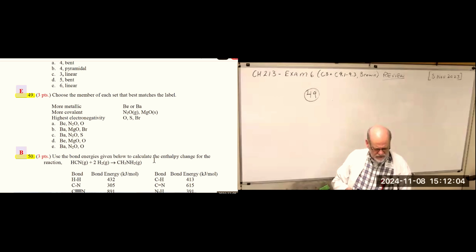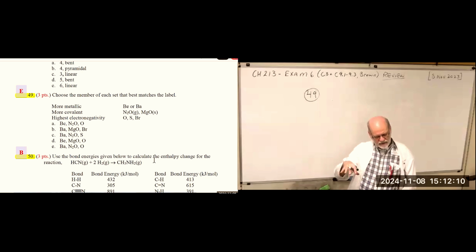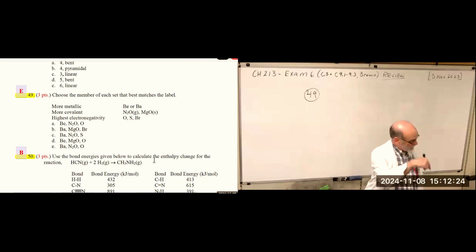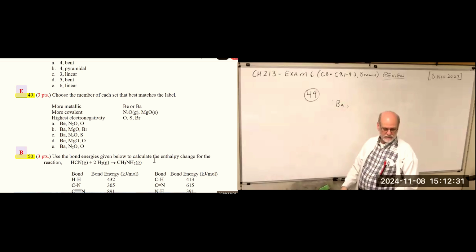Choose the member of each set that best matches the label. Okay, of those pairs, we got beryllium and barium. Which one is more metallic? The one with the lowest electronegativity is the most likely to give up electrons, which makes it more metallic. So the more metallic is the one down below, barium. Barium's the more metallic of that pair.